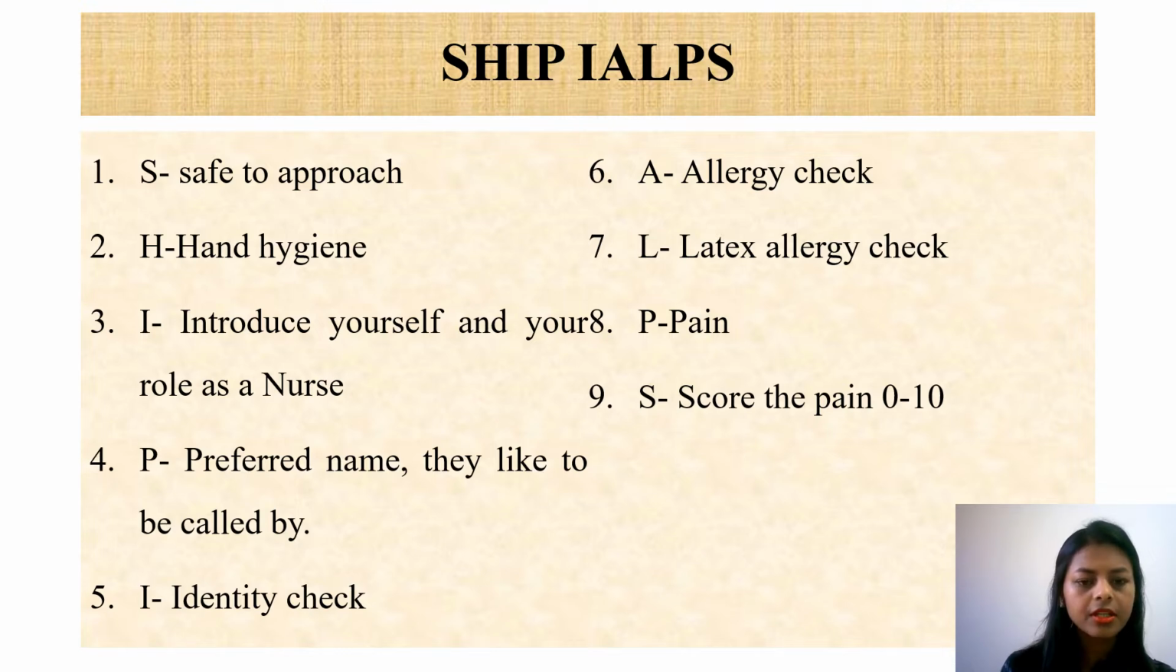So first is safe to approach. When you enter your station, you have to declare that the scene is safe to approach. If you find a cigarette, a jug of water, a lighter, or anything that you find is not safe, then you have to bring it up in the communication, remove it, and make the scene safe before moving further.